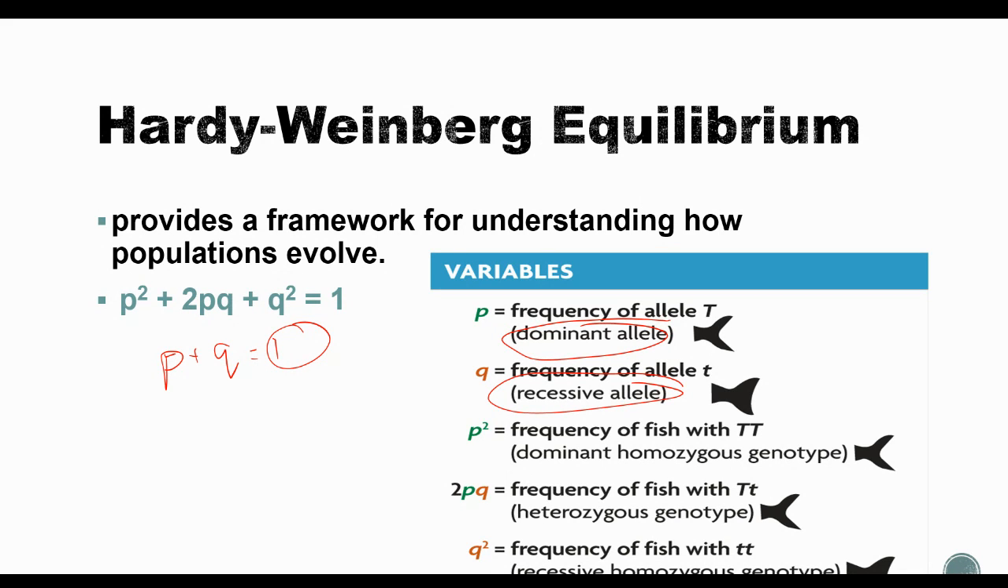And then p squared plus 2pq plus q squared, this is basically our Punnett square. So if you've got your p and your q, here is p squared, here is q squared, and here is pq and pq. So if you had a dihybrid cross, you end up with p squared, q squared, 2pq.